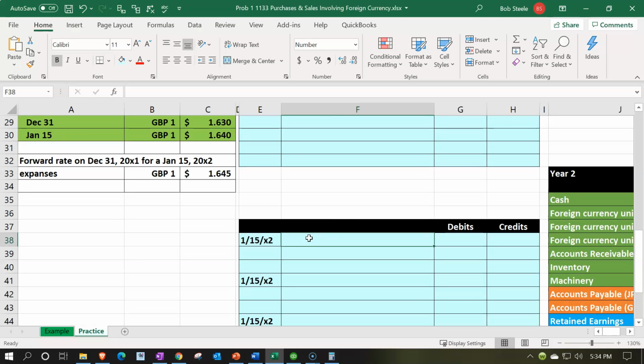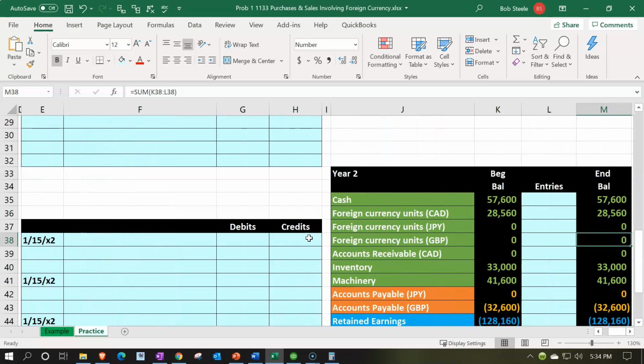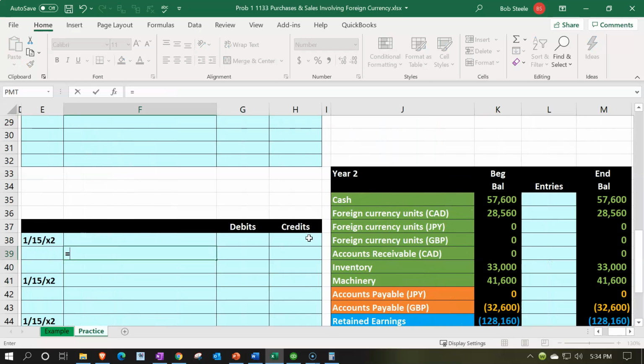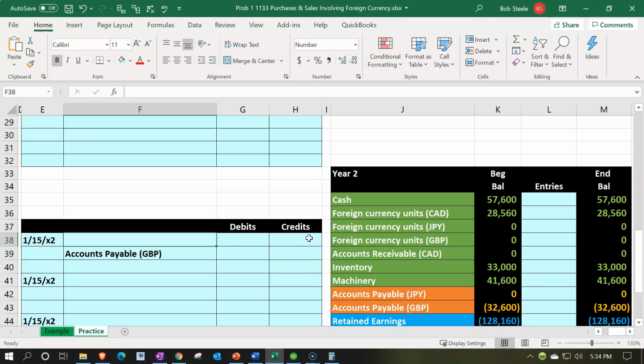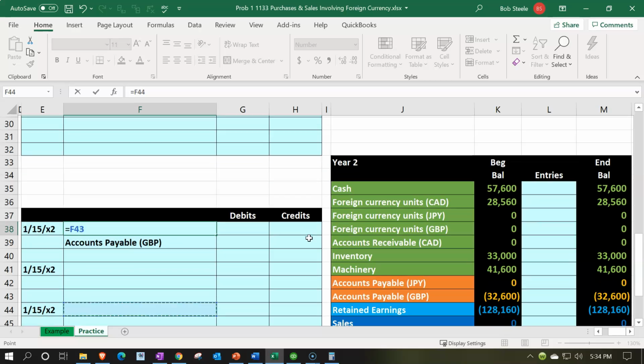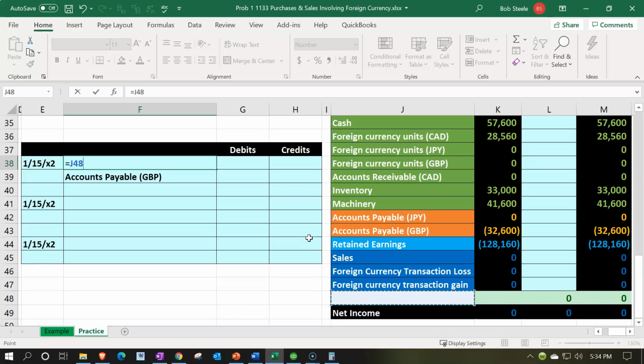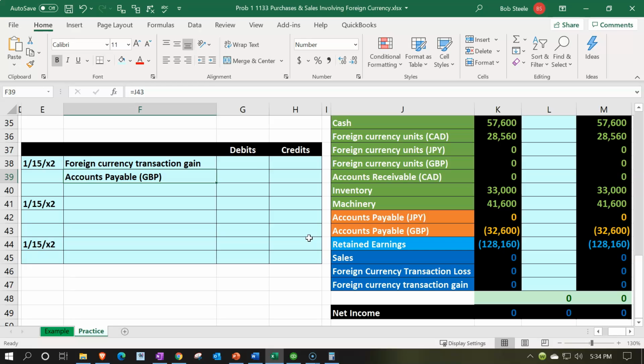So we're going to record this transaction. We're going to credit to increase the accounts payable. The other side is going to go to the gain or loss on the transaction down here.